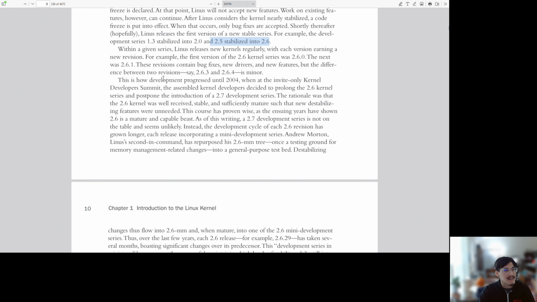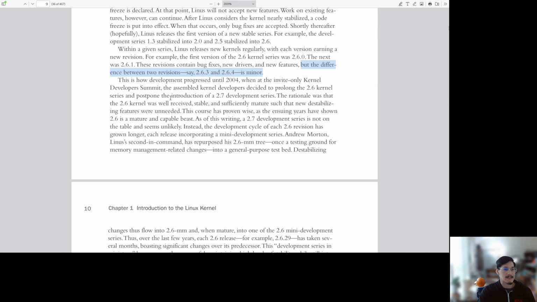Within a given series, Linux releases new kernels regularly, with each version earning a new revision. For example, the first version of the 2.6 kernel series was 2.6.0. The next was 2.6.1. These revisions contain bug fixes, new drivers, and new features. But the difference between two revisions, say 2.6.3 and 2.6.4, is minor.